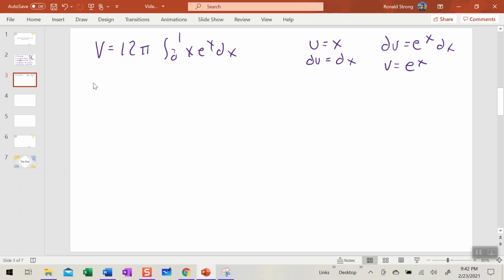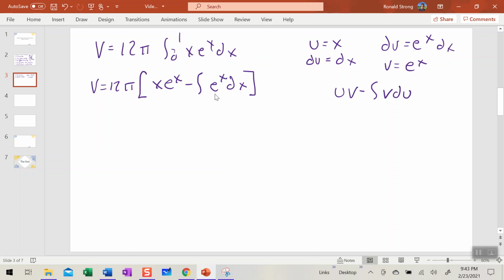So our formula here, volume is equal to 12 pi times u times v. Once again, our formula for integration by parts is uv minus the integral of v du. So u times v is x e to the x minus the integral of v du. Well, that's simply e to the x dx. Well, that's easy to integrate. The antiderivative of e to the x is simply e to the x. So the volume is 12 pi times x e to the x minus e to the x.